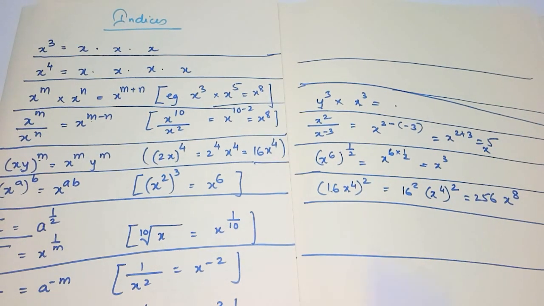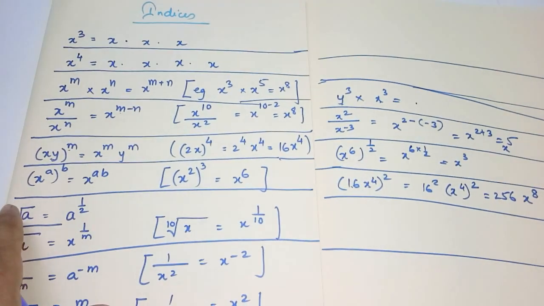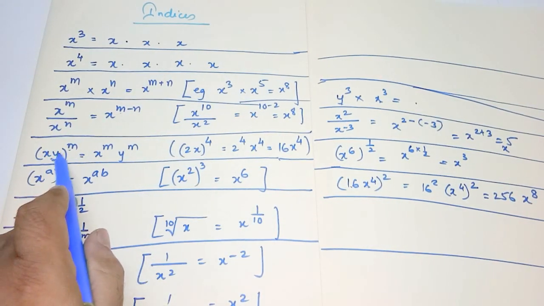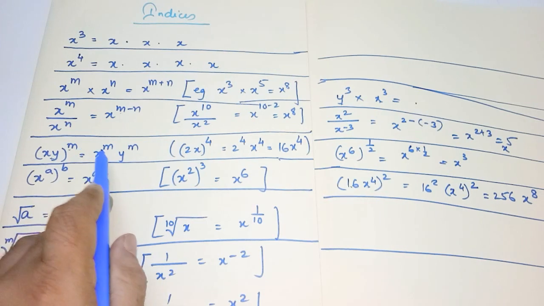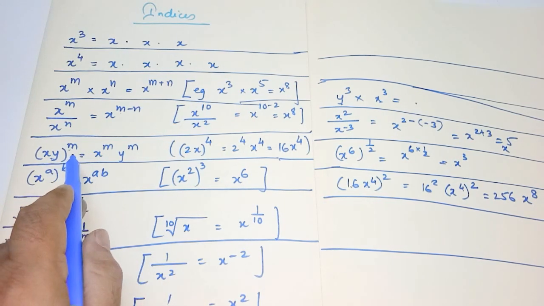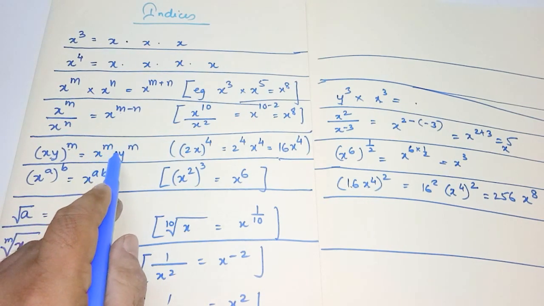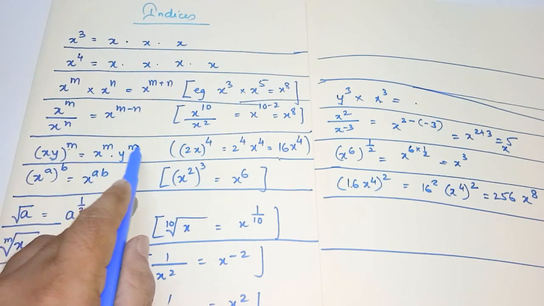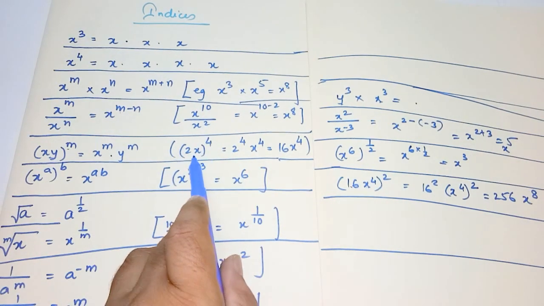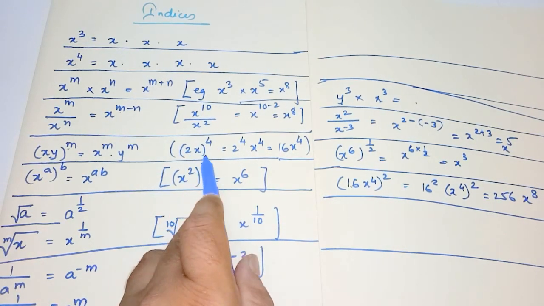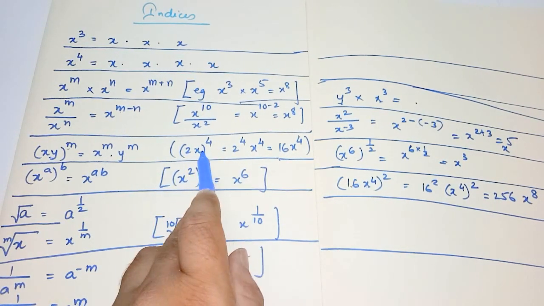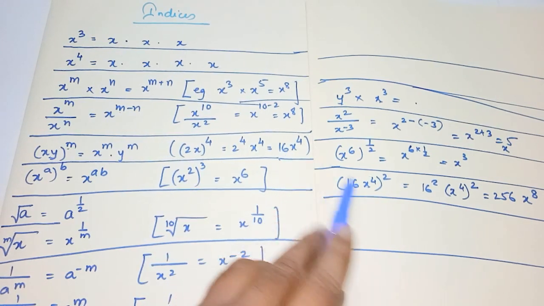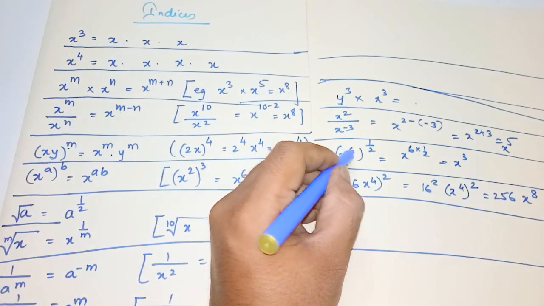Now the next property is understanding that if you are multiplying numbers with the same power, the power belongs to both the numbers. So for example, (xy) to the power m is x to the power m times y to the power m. A simple example that I'm going to give you is (2x) to the power 4, which is going to be 2 to the power 4 times x to the power 4, which is 16 times x to the power 4, which is quite valid.